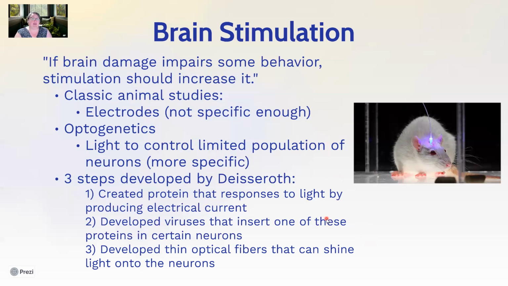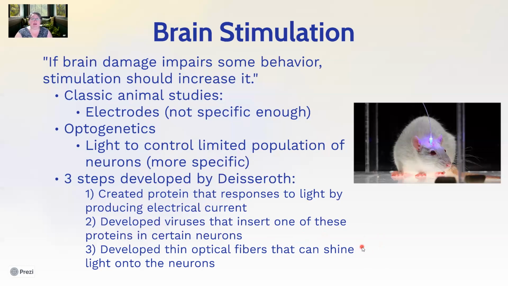So what they did is they developed this three-step process where they created a protein that would respond to light by producing electrical currents, and then developed viruses that could be inserted into one of these proteins and therefore into certain neurons. They then developed thin optical fibers that could shine light onto these neurons so that basically they could be more confident that they were capturing the areas that they thought they were capturing.